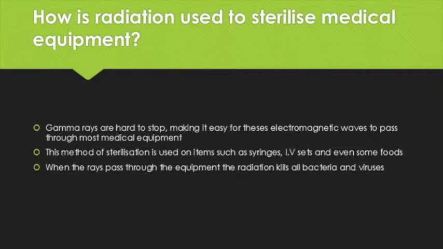Gamma rays are high-energy electromagnetic waves. Therefore, they can only be stopped by thick lead. This means they can easily pass through medical equipment like syringes. If the syringe is kept in a sealed bag and gamma rays are passed through, they will eliminate all living tissue such as viruses and bacteria. This stops the bacteria from reproducing, multiplying and growing, which sterilizes the equipment.